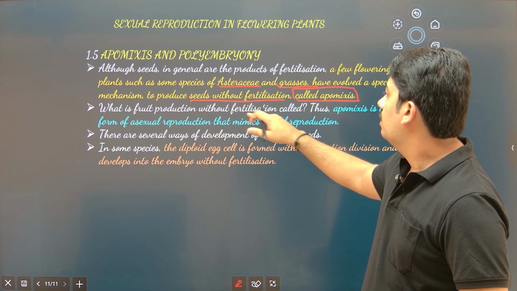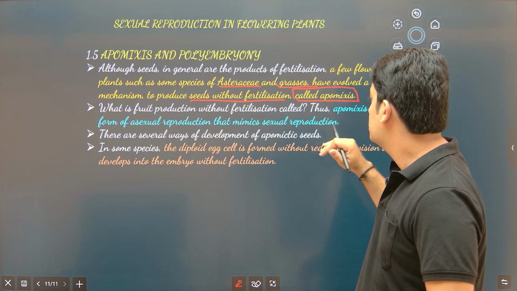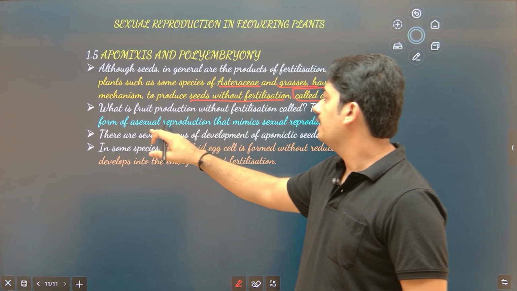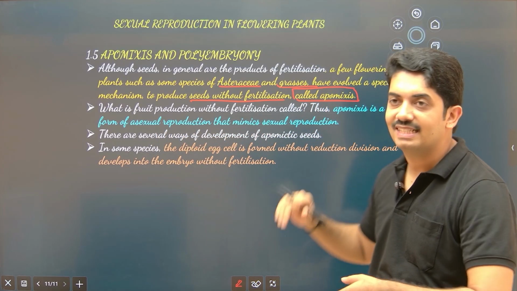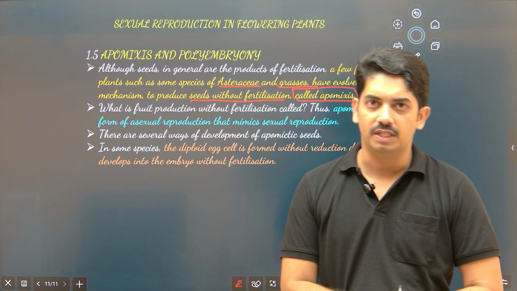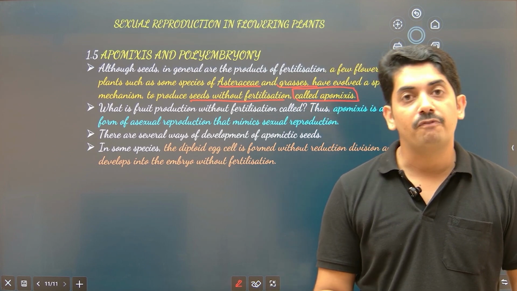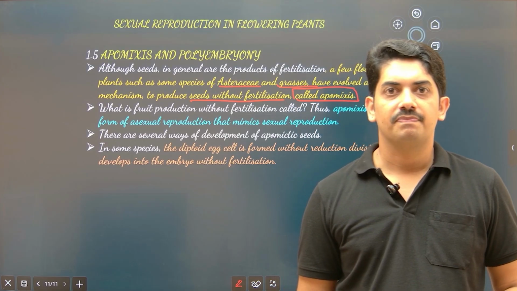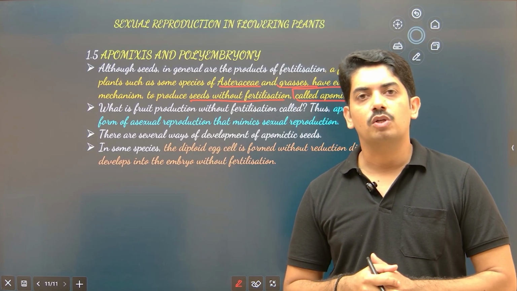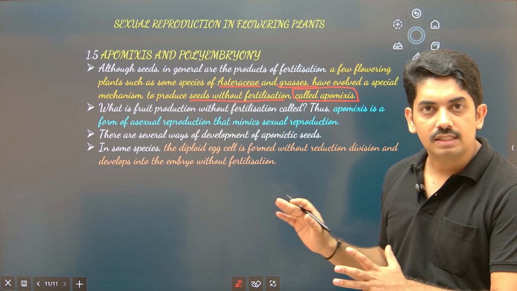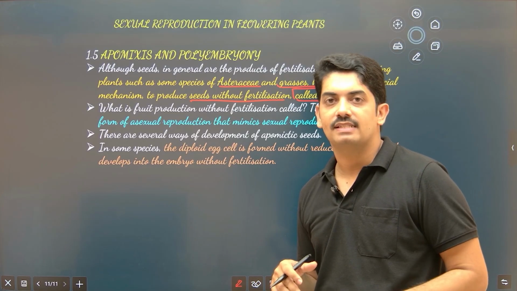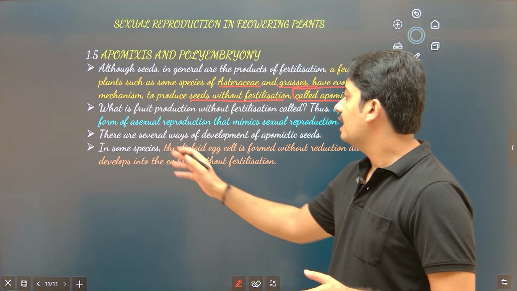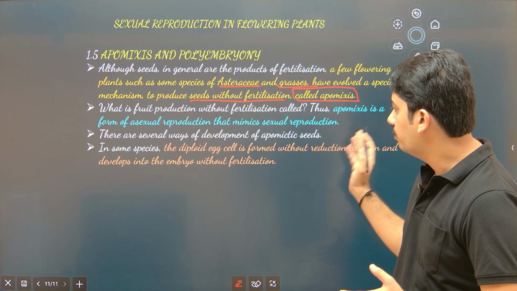The fruit production without fertilization is called parthenocarpy. Apomixis is a form of asexual reproduction that mimics the sexual reproduction. Such a beautiful word. Apomixis is a type of asexual reproduction. Actually, seeds are produced without fertilization, right? It is exactly like a clone, but still it mimics the sexual mode of reproduction. It produces the seed. Seed production is only observed in sexual mode of reproduction. So there are several ways of development of apomictic seeds.